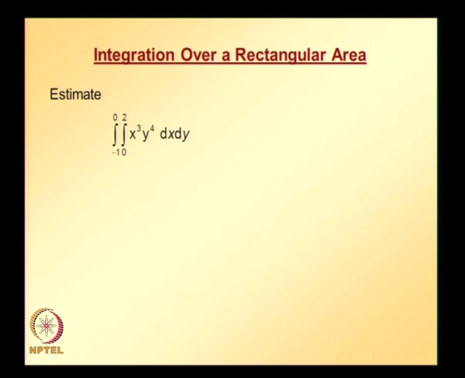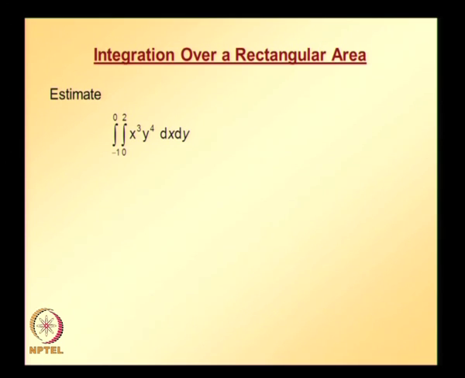Integral x cube y power 4, we need to integrate over this area, 0 to 2 and minus 1 to 0. First let us check what is the order of this integrand along x direction, it is 3. So 2n minus 1 is equal to 3, so it turns out n is equal to 2, and along y direction 2n minus 1 is equal to 4, so n is equal to 2.5, we need to round it up to 3.